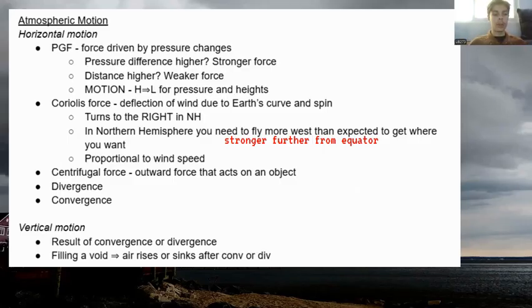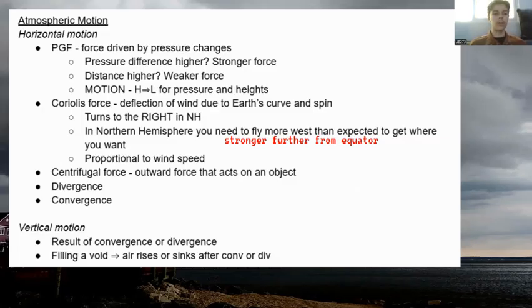Now, there's different things that can affect this force. How much of a pressure difference do we have? Is it a bigger pressure difference? Stronger force. We already looked at that on the map. So if we are going from 1,000 millibars to 980, that's 20 millibar difference. So not as strong of a force than if it was 1,000 millibar to 950. That's a 50 millibar difference. So since it's a bigger difference in pressure, stronger force.